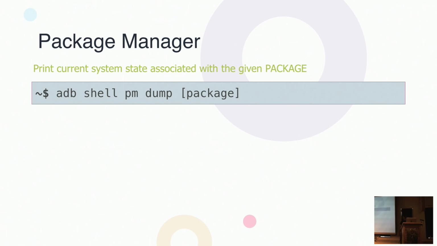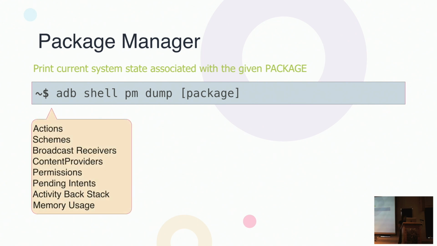So the next command is the most important one. If you want to remember only one command, just take this command. It's the best one. Why? It prints the current state of your app. It shows a lot of nice information, like the actions, the schemes, the broadcast receivers, the content providers, and so on. It's only adb shell pm dump and the name of the package.